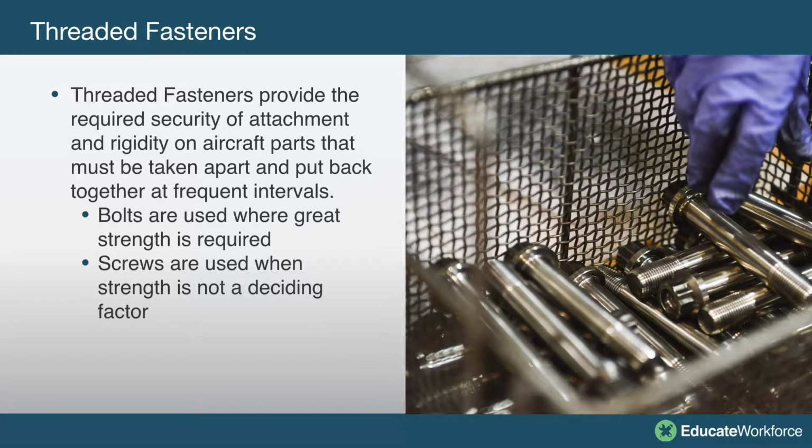Threaded fasteners. A fastener provides the required security or attachment of aircraft parts, things that are going to be taken off and put back on at frequent intervals. If you're going to install something and never have to remove it again, then a rivet might be the way to go. But if you're going to install something that has to be taken off and put on and taken off, then we're going to want to use bolts or fasteners. Bolts are going to be used where great strength is required. Screws, on the other hand, are used when strength is not a deciding factor. Things like aircraft panels might be held on with a screw, but a landing gear would probably be held on with a bolt.